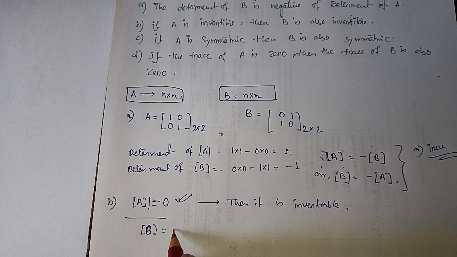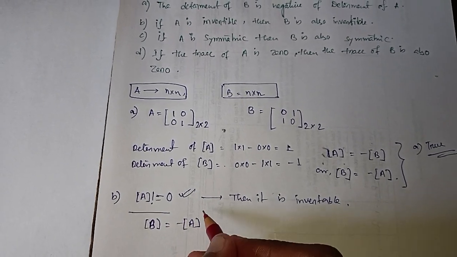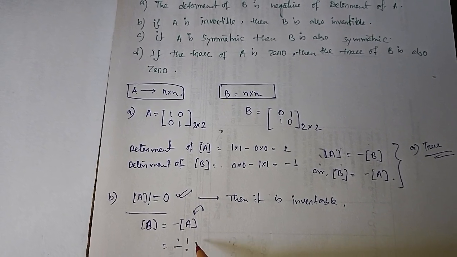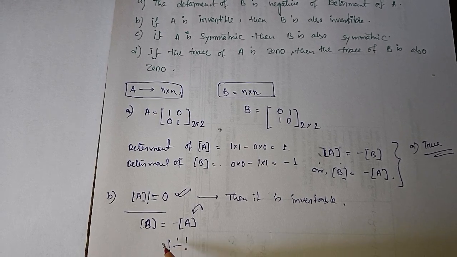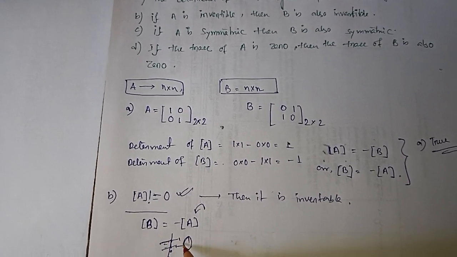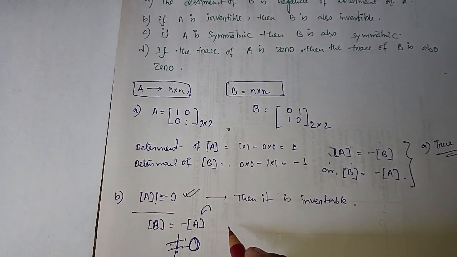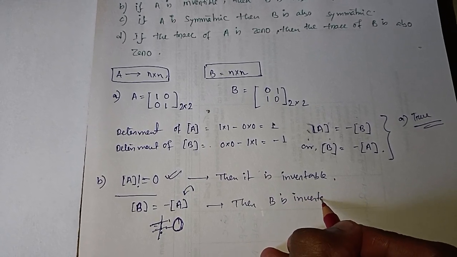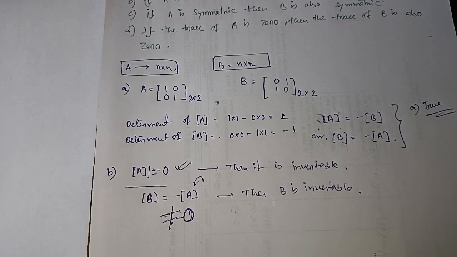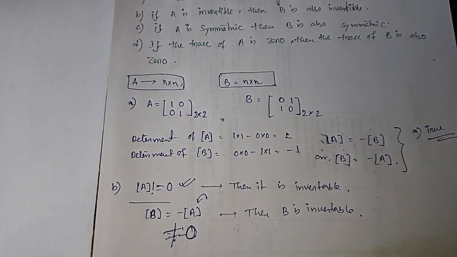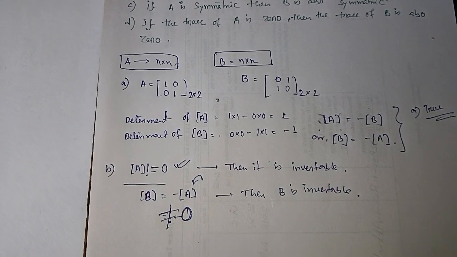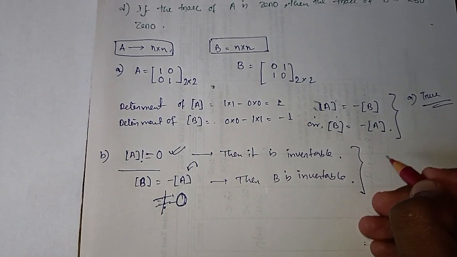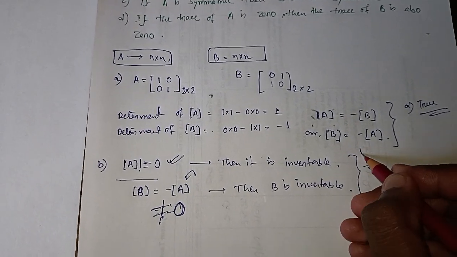Previously, we found the determinant of B is equal to minus the determinant of A. If the determinant of A is not equal to 0, then the determinant of B is also not equal to 0. So B is also invertible. Only the relationship between A and B is negative. Also, A is invertible when B is invertible. So option B is also true.